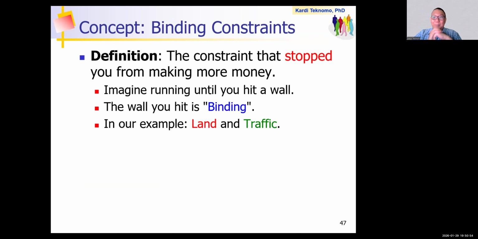Imagine you are running toward a pile of money. What stopped you? Was it the wall on the left or the wall in front? The wall you physically touch is called binding. In our solution, remember this: we use all the land, we use all the traffic capacity. Those are binding.